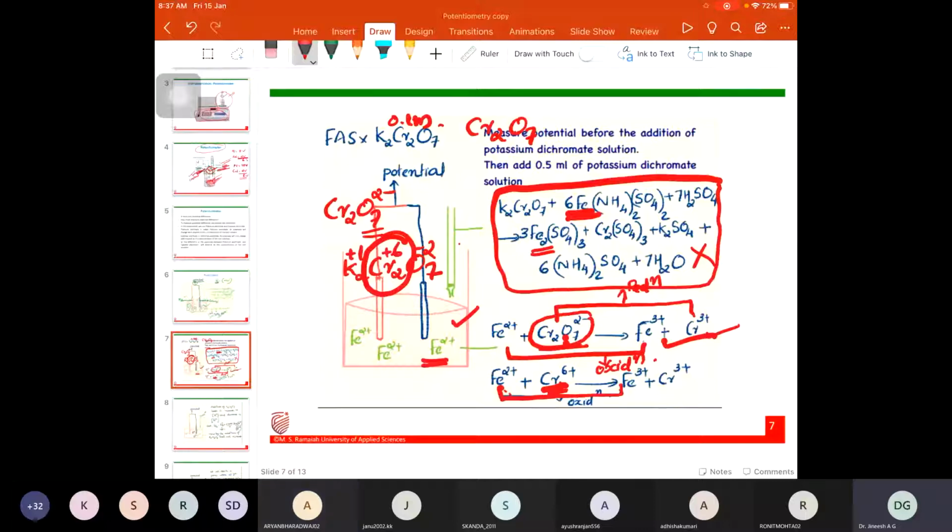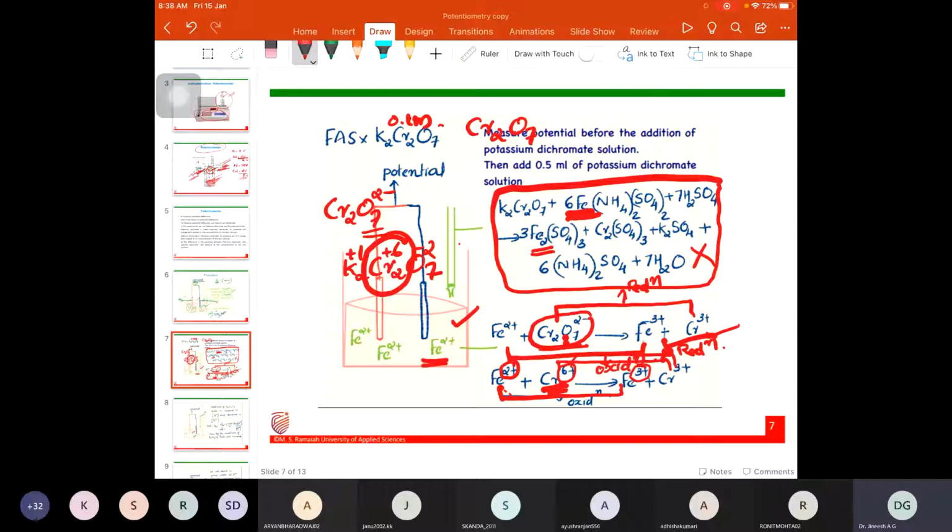So Fe2+ undergoes oxidation and Cr6+ undergoes reduction. Why is Fe2+ undergoing oxidation? You see, its oxidation state 2+ converted to 3+. If oxidation state increases, we call that reaction oxidation. Am I right? At the same time, Cr6+ oxidation state reduced to 3+. Oxidation state reduces means reduction. Clear?